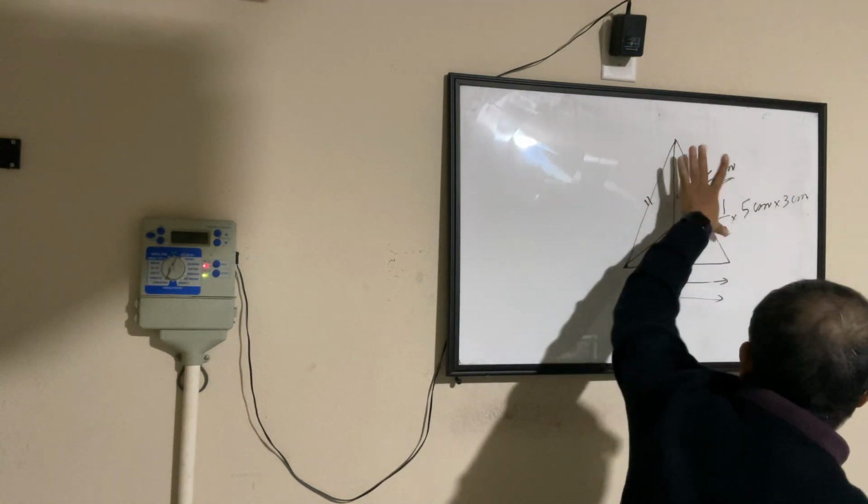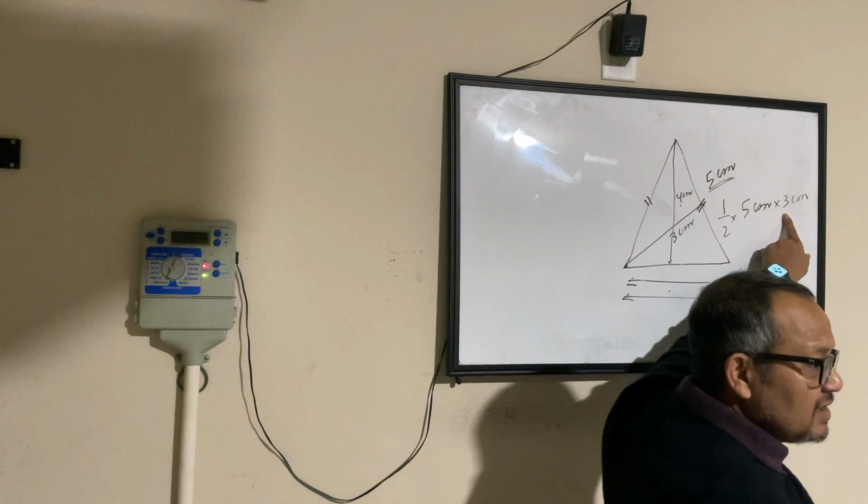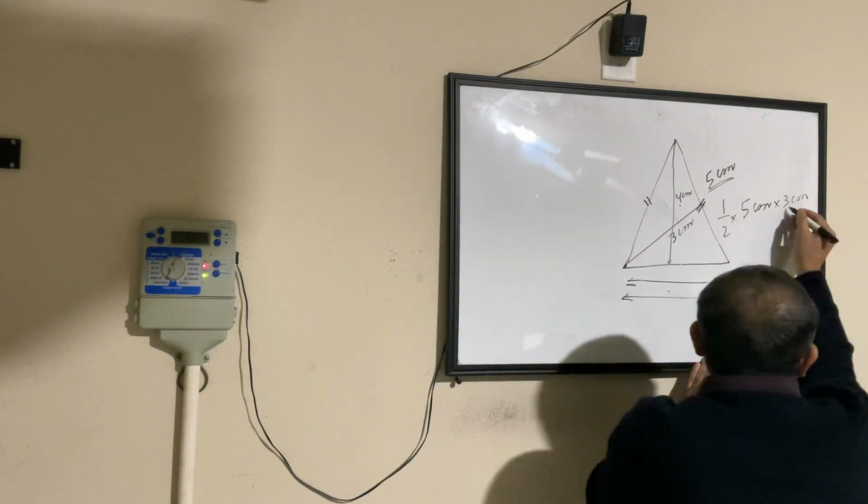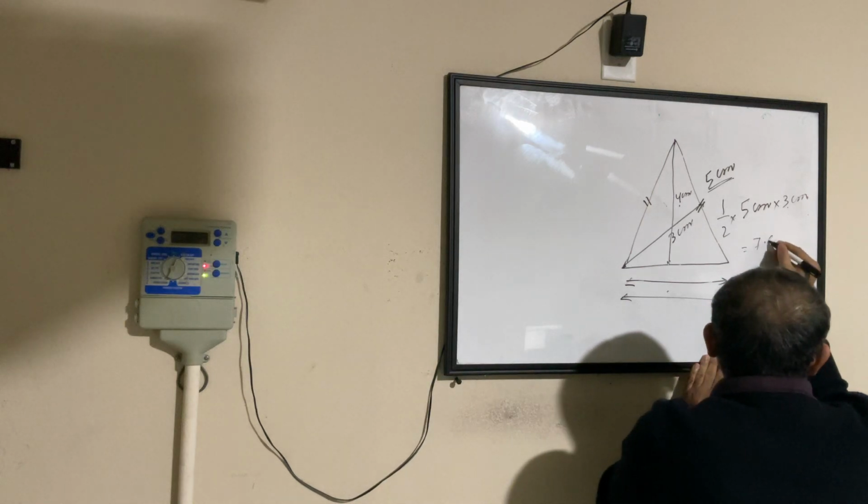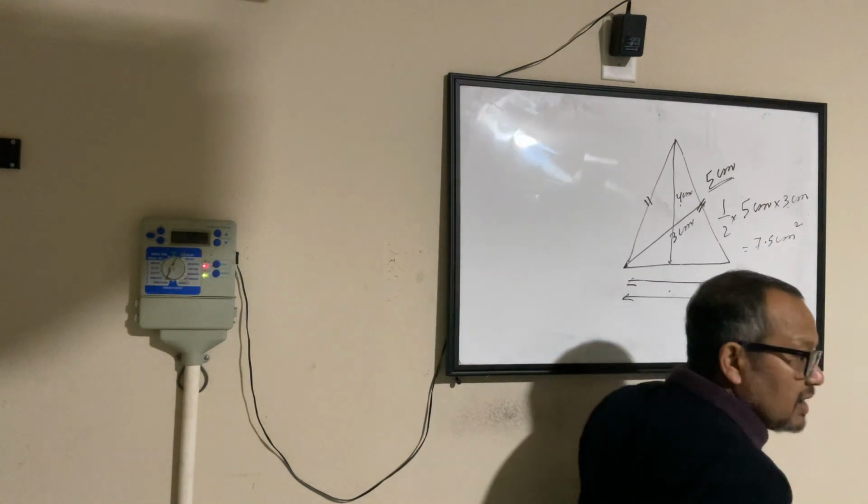So half into base into height. That gave me the area, which is 5 times 3 is 15 by 2, 7.5 centimeters square. This is my area.